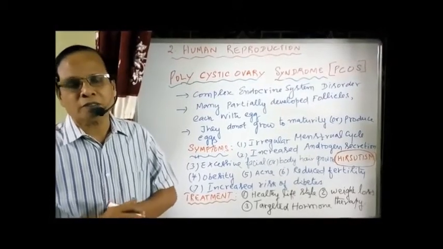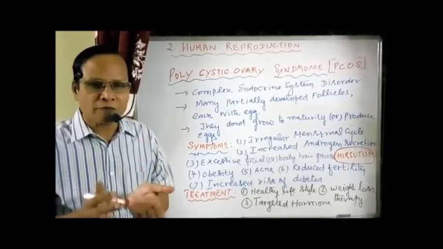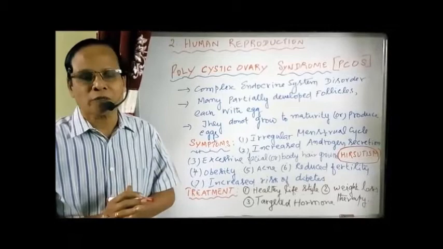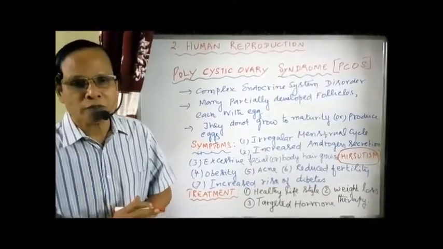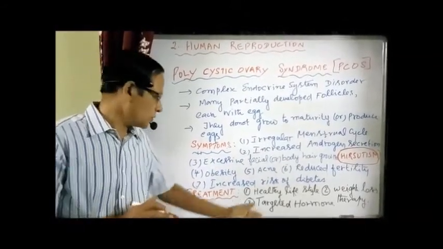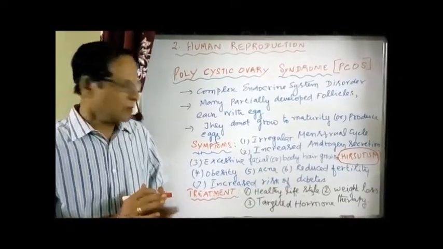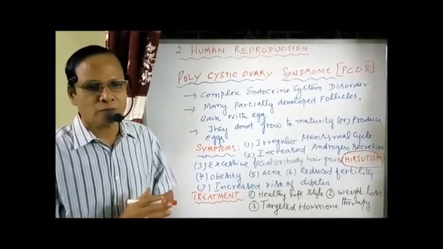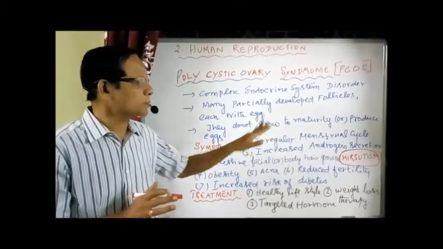Then how to prevent this disorder? Leading a healthy lifestyle, having a balanced diet, walking, everything. And also loss of body weight. One of the reasons for this is obesity, so we have to reduce body weight in order to suppress obesity. And also we have targeted hormone therapy. Therapy means treatment. We administer follicle stimulating hormone and also suppress the secretion of androgens in such people.